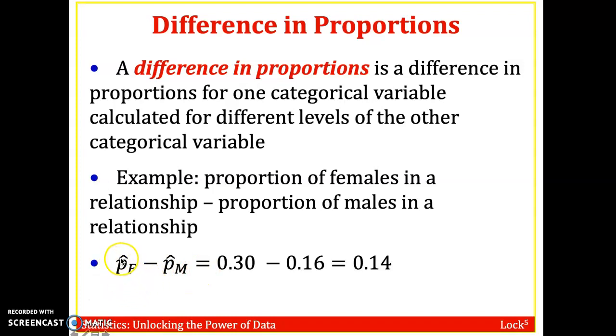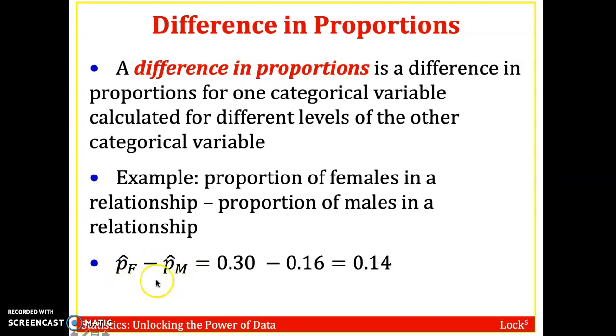So don't forget, just as a reminder, we use this hat notation when we're dealing with samples, p hat for samples. Subscripts are often used when we have two groups. You could just use p hat 1 and p hat 2, which we'll do often in this class. But I like the convention of using the variable name, so it makes sense. So it's easier to read. P hat f, that's proportion of female. P hat m, proportion male.